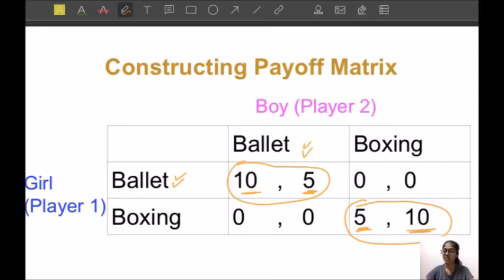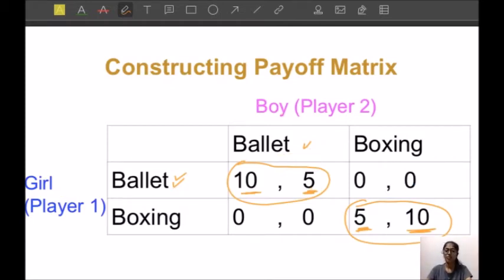So when these choices or strategies have been chosen, neither of the players would want to deviate from the chosen choice, because if the girl deviates, that is, if she goes to boxing, then her payoff is 0 and she would not do so. And similarly, if the boy moves to boxing, his payoff will also be 0, and hence he would also not want to move to boxing when the strategy ballad has been chosen.